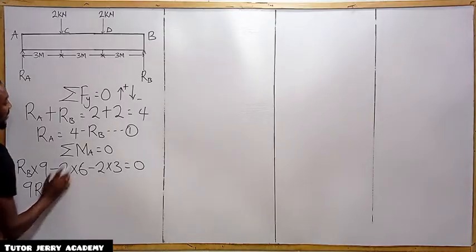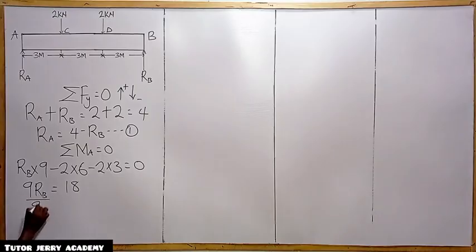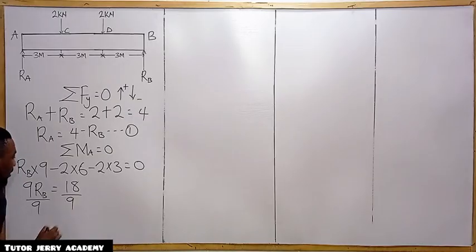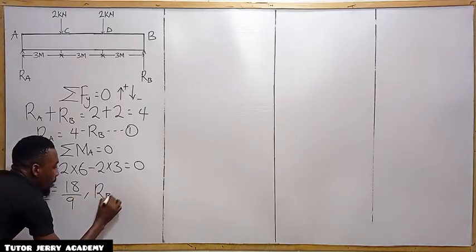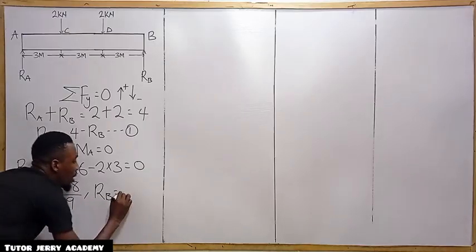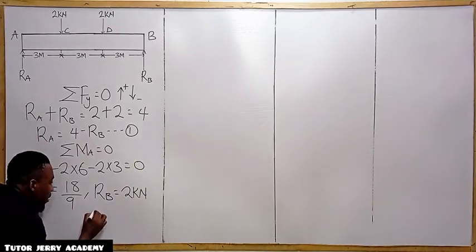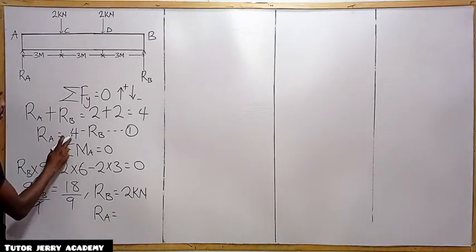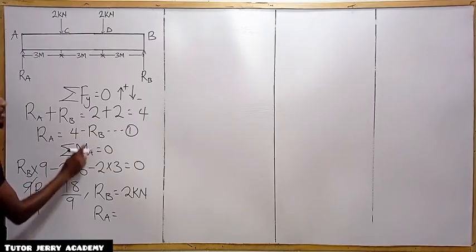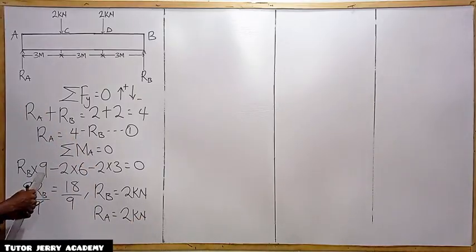If we move minus 18 to the other side, it's going to be positive 18. So we divide both sides by 9, and our RB will be equal to 2 kilonewton. So it means that our reaction at A will be equal to 4 minus reaction at B, that is 4 minus 2, which is also 2 kilonewton. All right, so that is it.